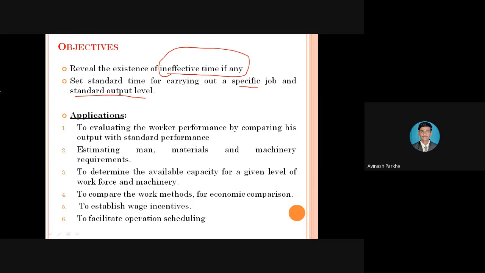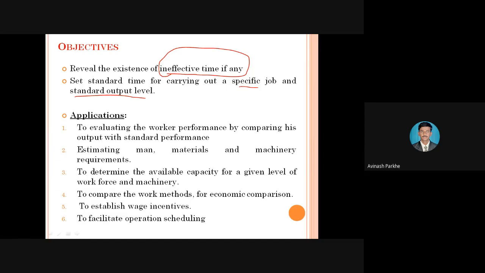The method which is coming from the method study, the process which is coming from the method study concept, for that particular method, if I have to go for the calculation of standard time, at that time also the concept of work measurement plays a very important role. If I have to eliminate the unnecessary, ineffective time, then also I can use the work measurement concept. If I have to calculate the standard time, then also I have to use the work measurement concept. So these are the major two objectives of the work measurement.